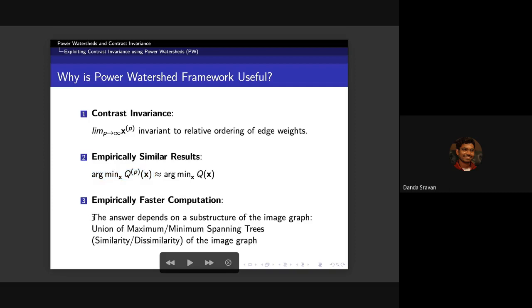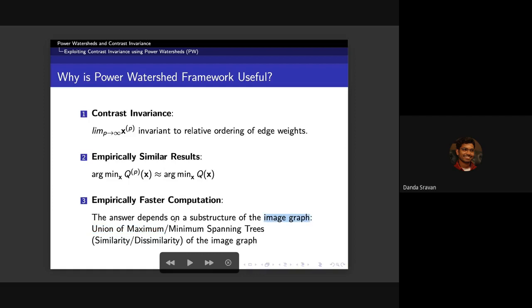But for now, take my word that instead of working on the image graph as a whole, computing this limit of minimizers only requires a substructure of the image graph. We call that substructure a union of maximum or minimum spanning trees, depending on what I use to model the edge weights. If I had used similarity to model the edge weights, I would be working on a union of maximum spanning trees, and similarly in the other case. In practice this has far fewer edges compared to the image graph as a whole.